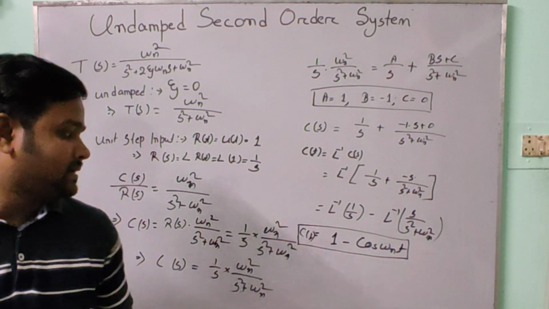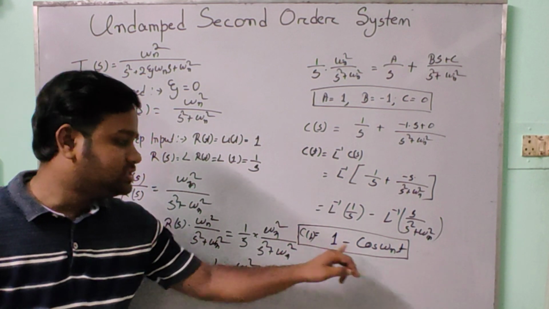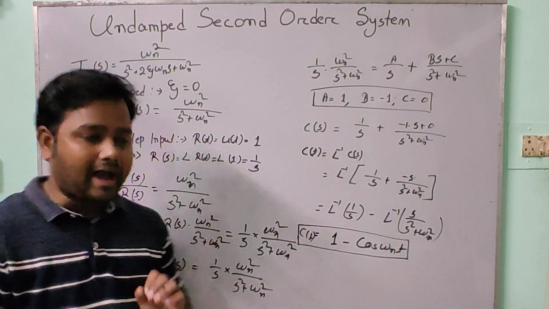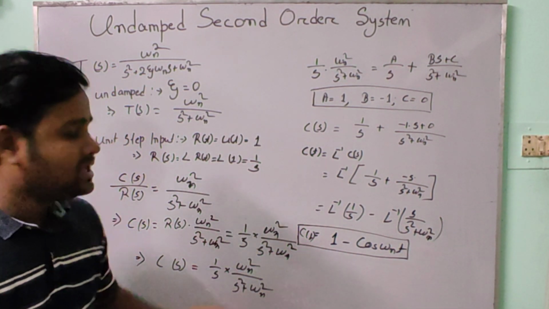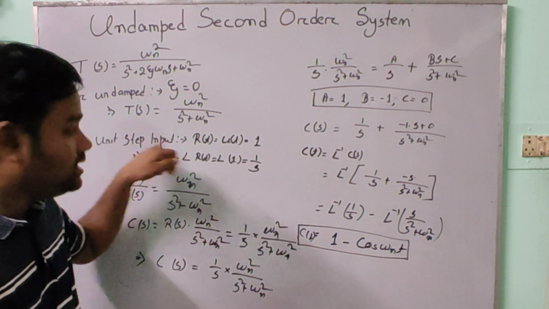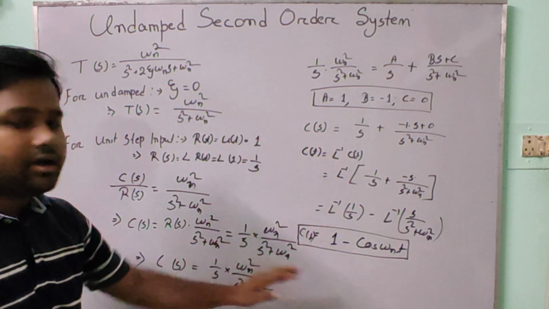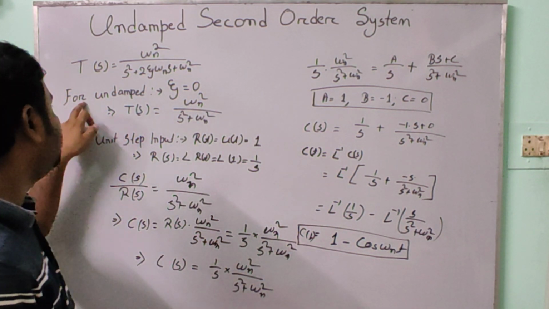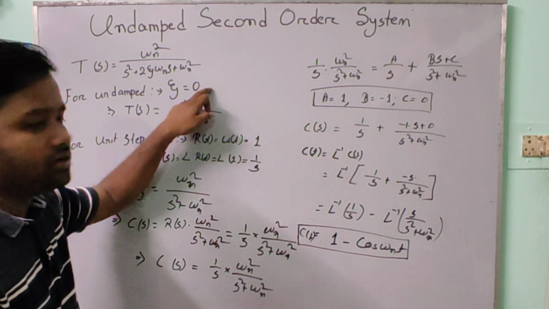Here we see that the output C(t) totally depends upon time, so it is known as time domain analysis. Here the input is a unit step input, that is u(t) equal to 1, and this is used only when it is undamped, that is zeta is equal to 0.